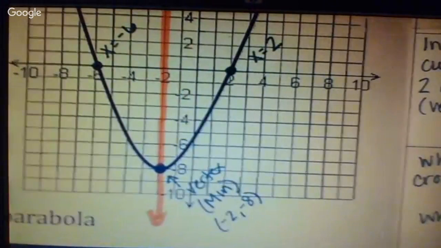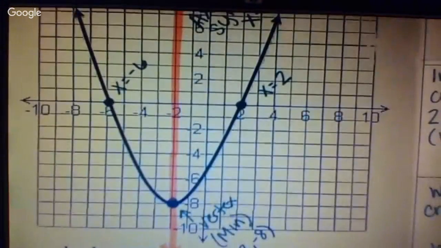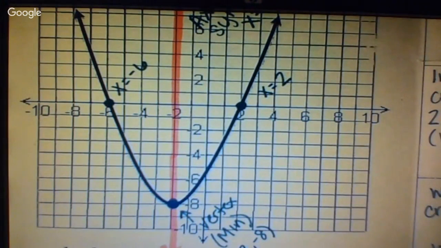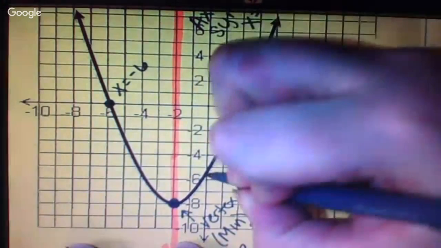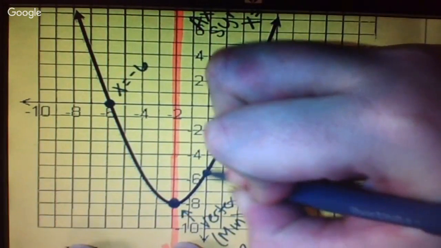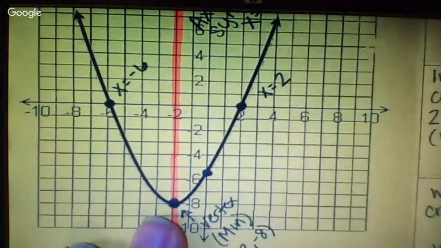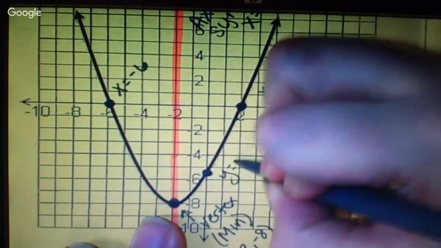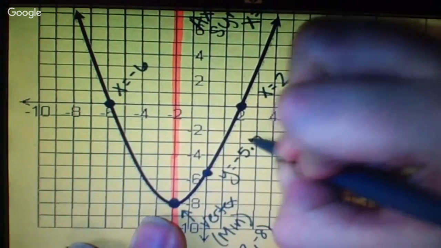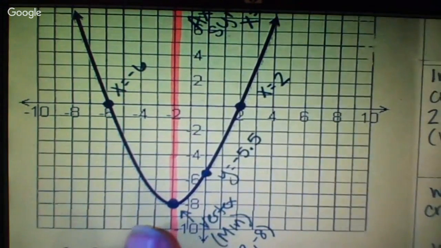Okay. So again, if I go back to this graph, where does my graph cross the y-axis? It's kind of like a -5.5. It's kind of like right here. So this is y equals negative, let's go with 5.5.